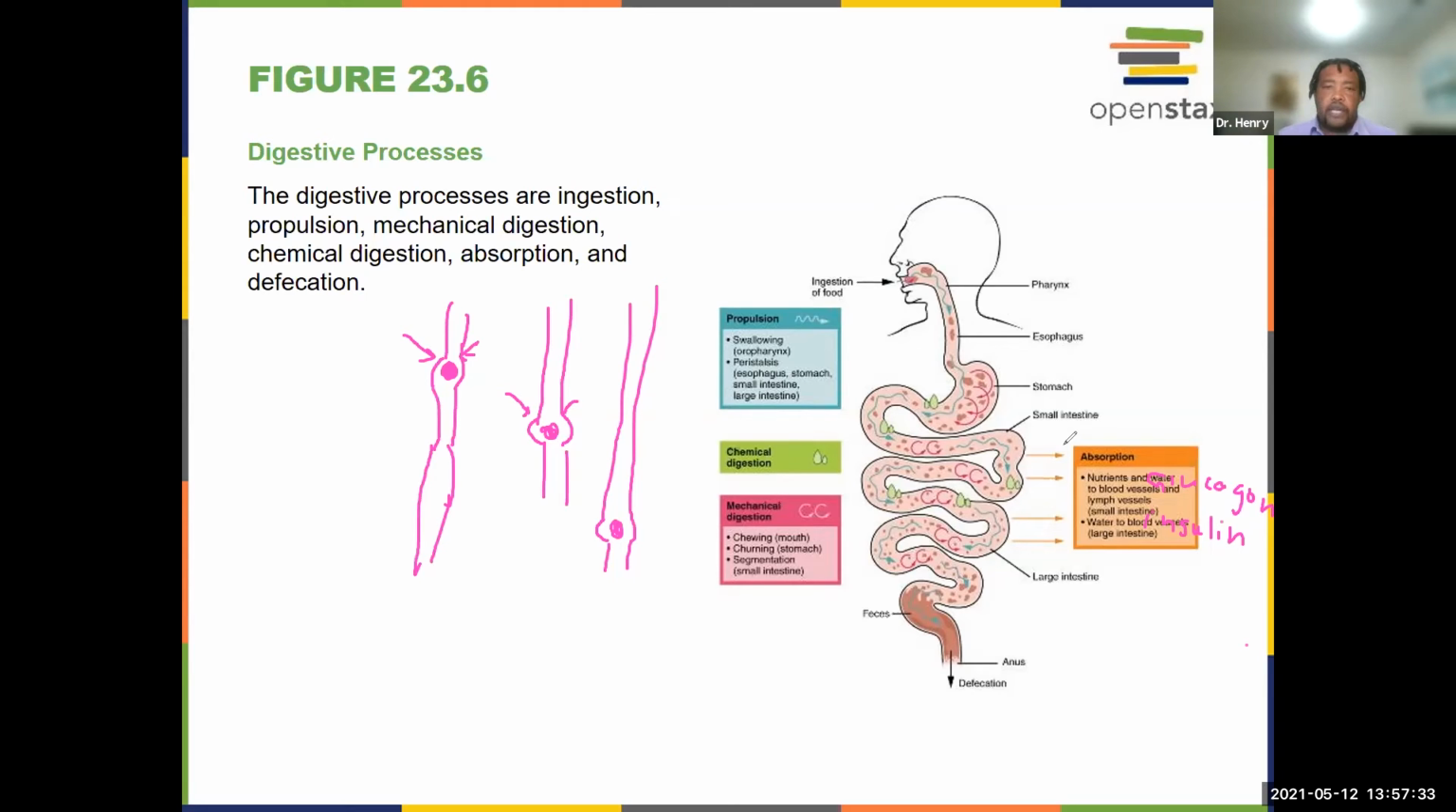So this whole process is taken care of at various parts, right? So small intestines are going to be responsible for absorption of nutrients and water to the blood vessels and to the lymphatic system, or lymphatic vessels. Water to blood vessels are going to be done in the large intestines as well too.